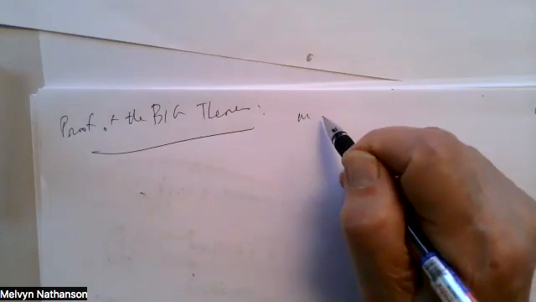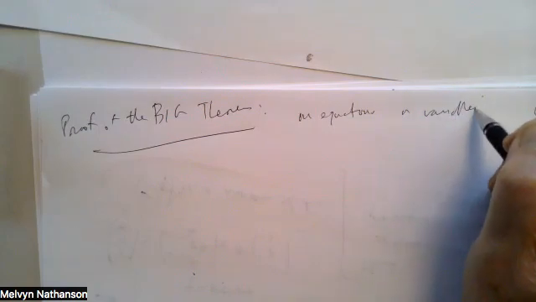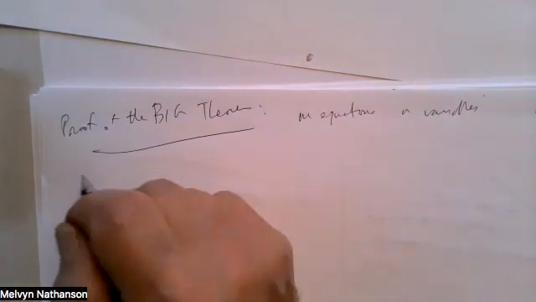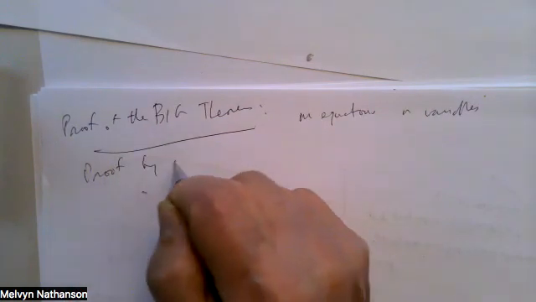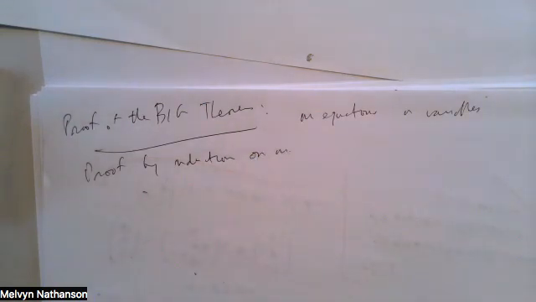So we have m equations and n variables. I'm going to prove this by induction on m. So a proof by mathematical induction goes as follows. You prove it's true for some starting case, for example, m equals 1, and any number of variables. And then you show that if it's true for m equations, it's also going to be true for m plus 1 equations.